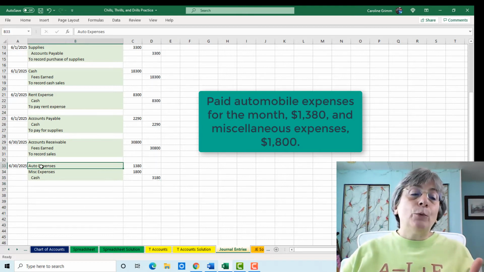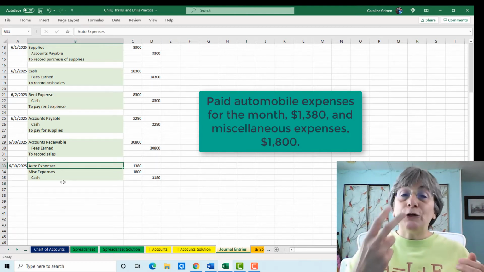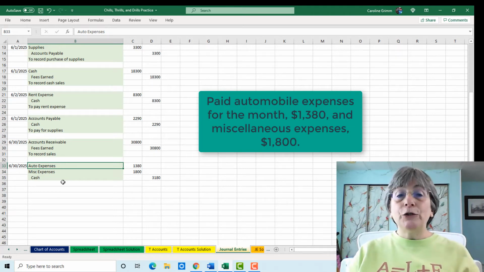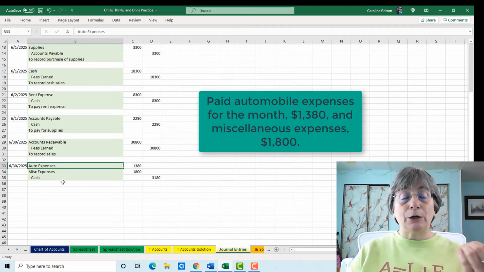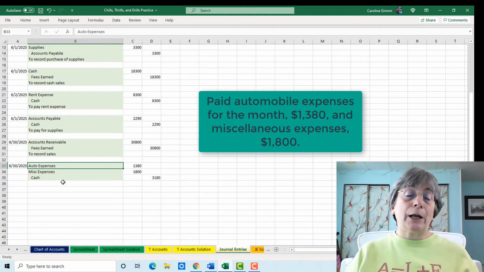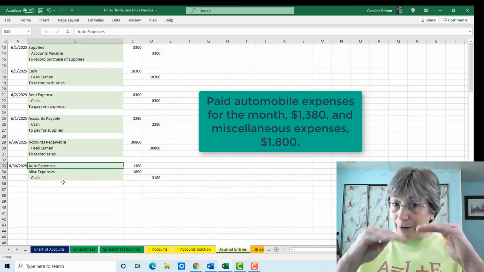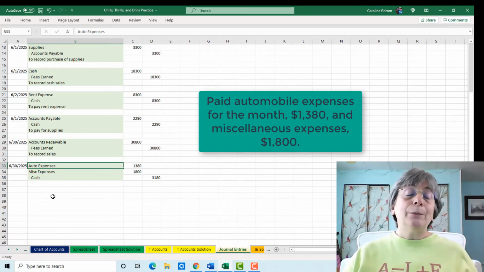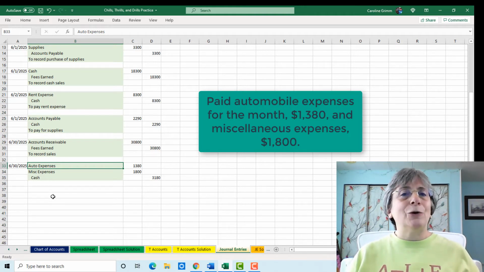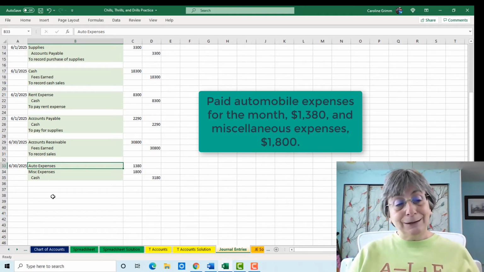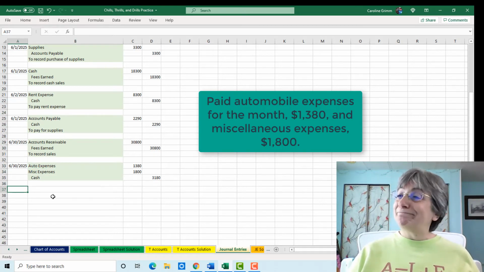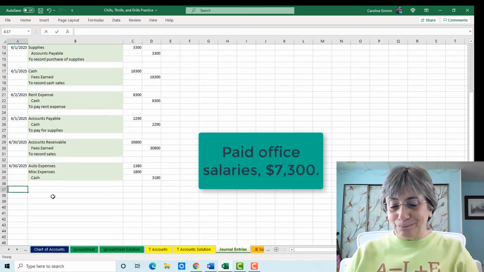So this is an example where we have more than 2 accounts being impacted. In this case, we're doing 2 different expense accounts. So we've got 2 expense accounts and we've got our cash account. So 3 different accounts being impacted. And again, we have to make sure that those are in balance because everything has to be in balance. But that's an example of a compound journal entry. So big step in your accounting lives right there.